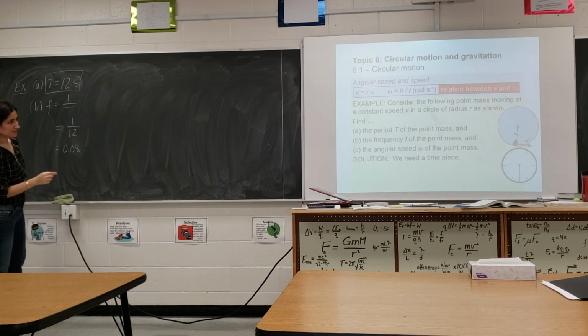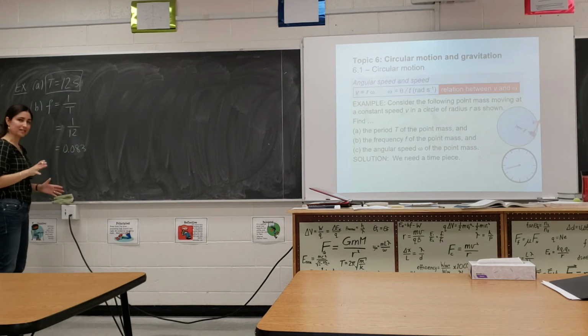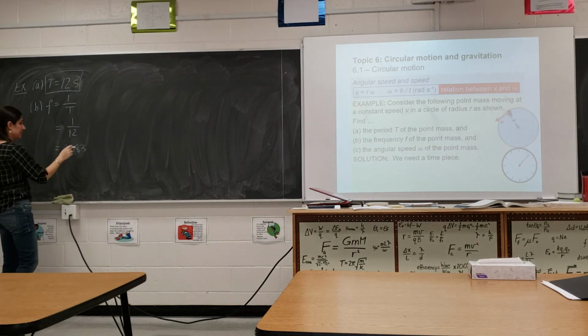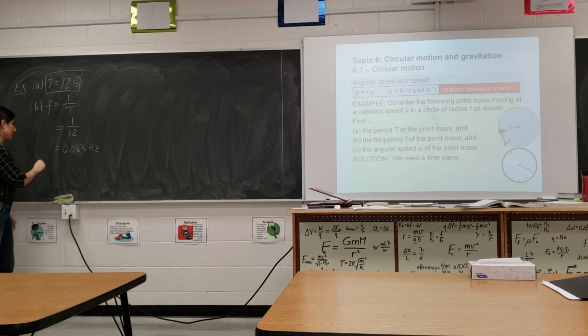0.083. Now let's see for sig figs. No sig figs here because we weren't given data. We measured this, and with the clock, we're not exactly using sig figs there. So a reasonable number of sig figs would be 0.083. So that's 2 sig figs, and that's hertz.